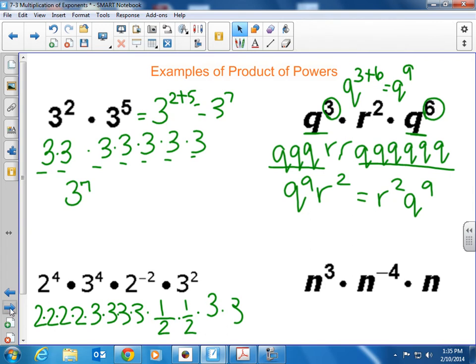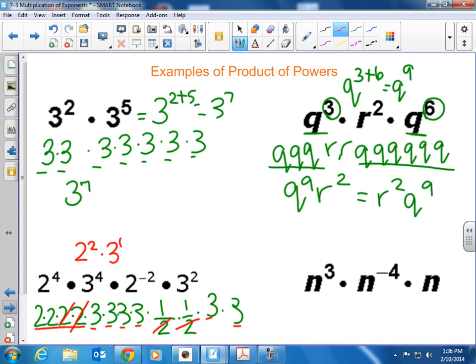So let's figure out how many 2's. I have 4 2's, but then I have these 2 2's that are on the bottom. So those are going to cancel with 2 of those. So how many 2's did I really have? 2. How many 3's do I have? 1, 2, 3, 4, 5, 6. So times 3 to the 6th.